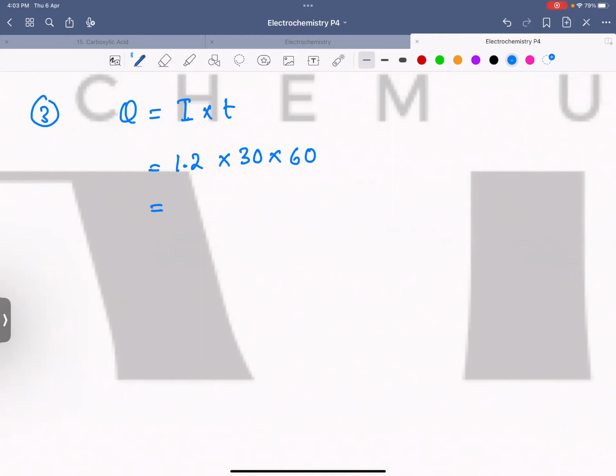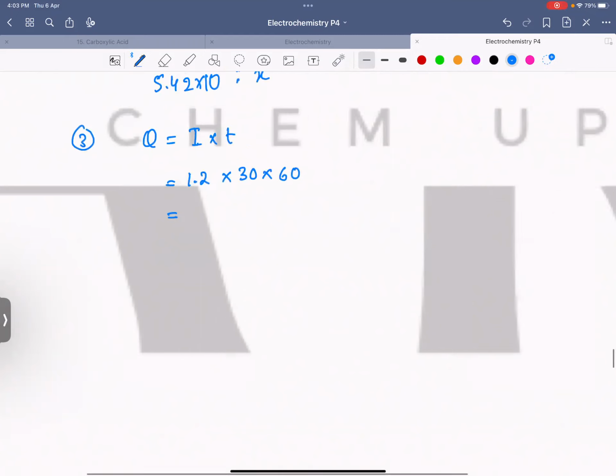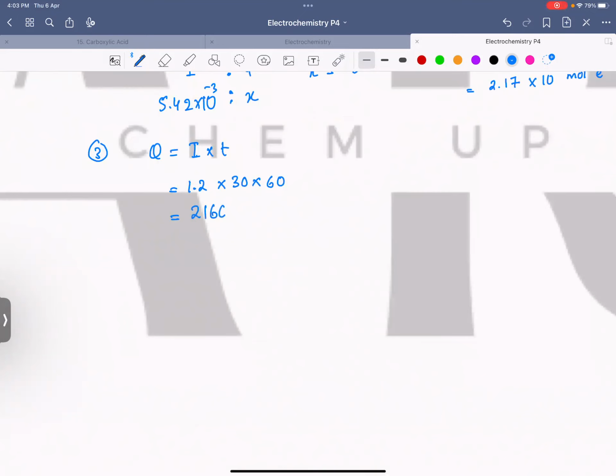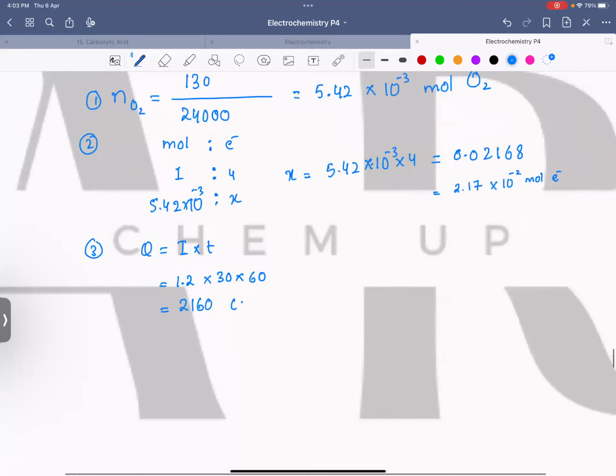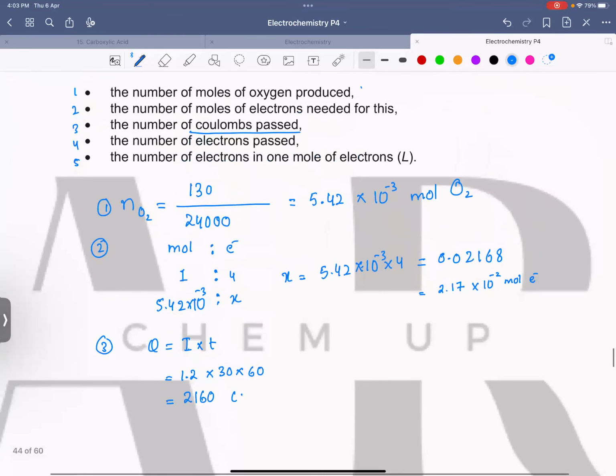Yes, can anybody tell me the answer? 2160 coulombs. So I'm done with the first part, second part, third part. Number 4, the number of electrons passed. How could you do the fourth part?